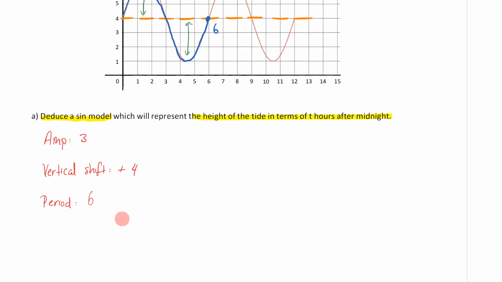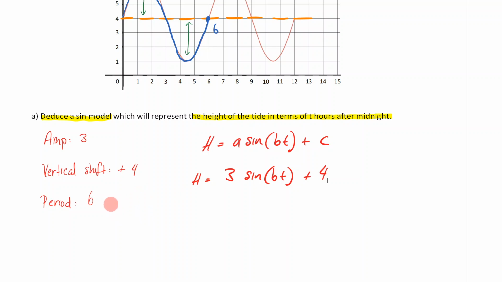Okay, now with all of this information, let's write down what our general form of the sine equation would be. So height is equal to A, which is my amplitude, sine, B, which is going to affect the period, t, because remember it's in t hours, plus C, which is the vertical shift. Immediately we can write in the easy stuff. We know that the amplitude A is 3. Sine, let's leave this B here for a second because that's a bit tricky. And then plus C is going to be +4, because I've got a vertical shift of 4.